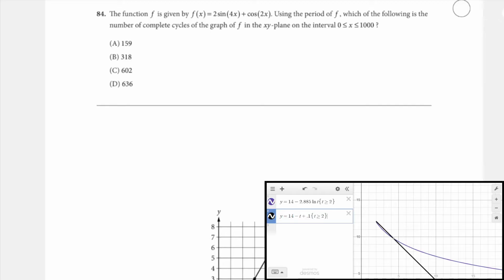Now, the function f is given by f of x is 2 sine of 4x plus cosine of 2x. Using the period of f, which of the following is the number of complete cycles of the graph of f from 0 to 1,000?